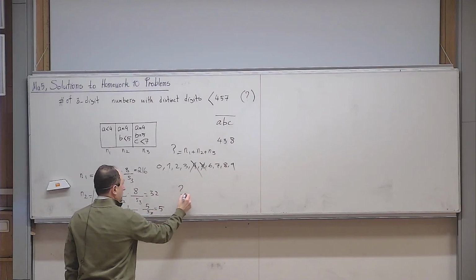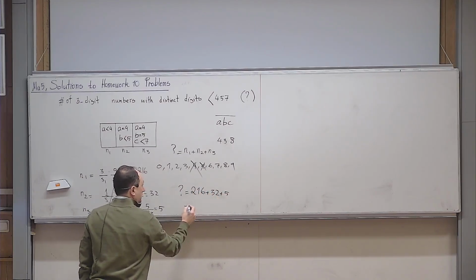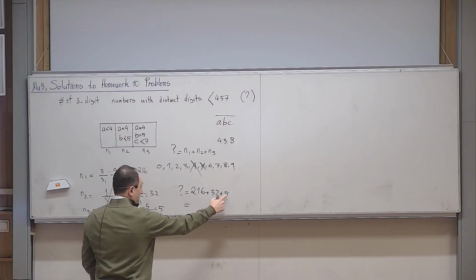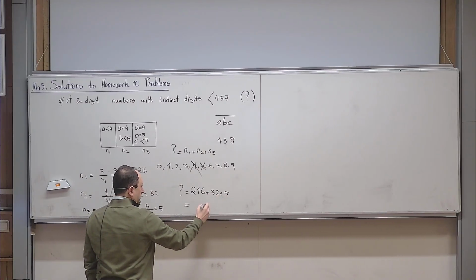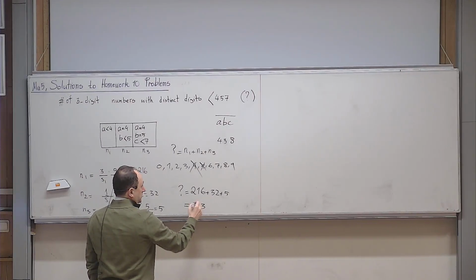So the answer to the question mark is 216 plus 32 plus 5. Yes? What will be the answer? 7. This is 3, yes. So what is this one? 250.